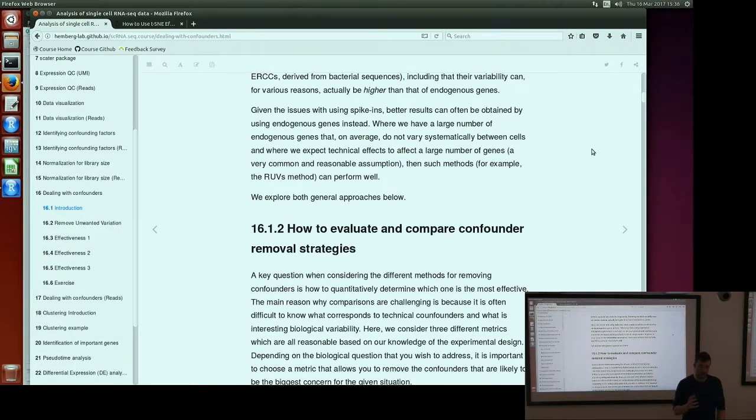And part of that is because there are a large number of endogenous genes that on average don't vary systematically between cells. And where this sort of variation applies, then these methods can be quite effective. And one of these, which we'll discuss in this chapter, is this RUVs method, so another method from the RUV package. And we'll explore how they work and don't work and compare down below.